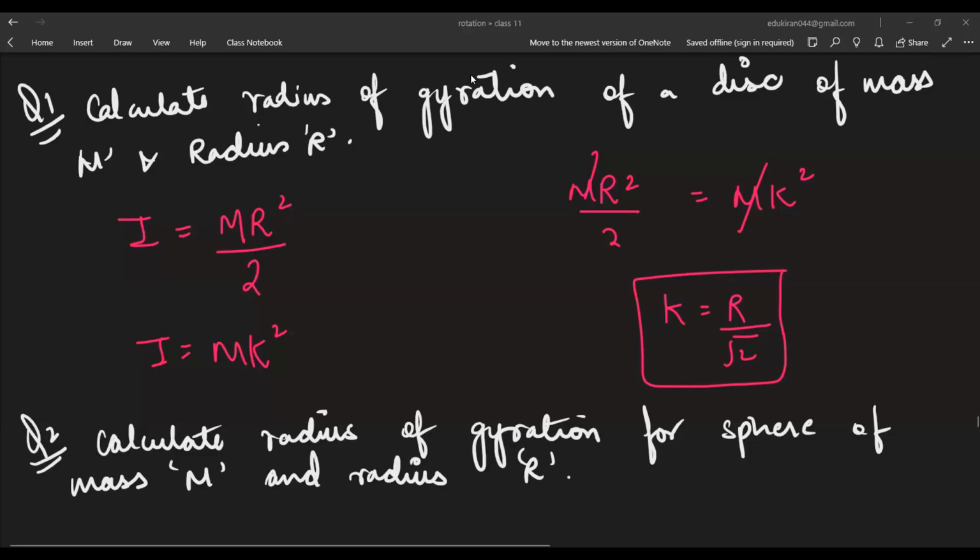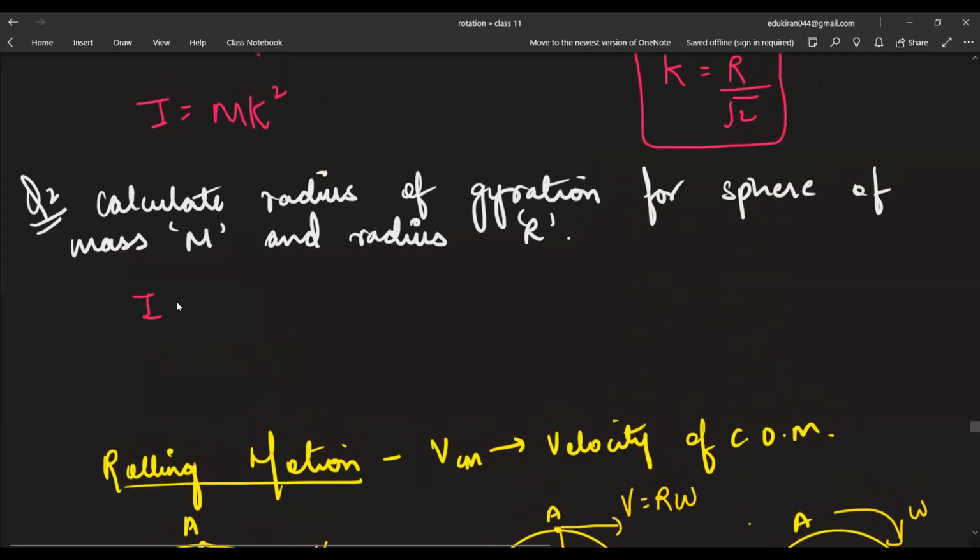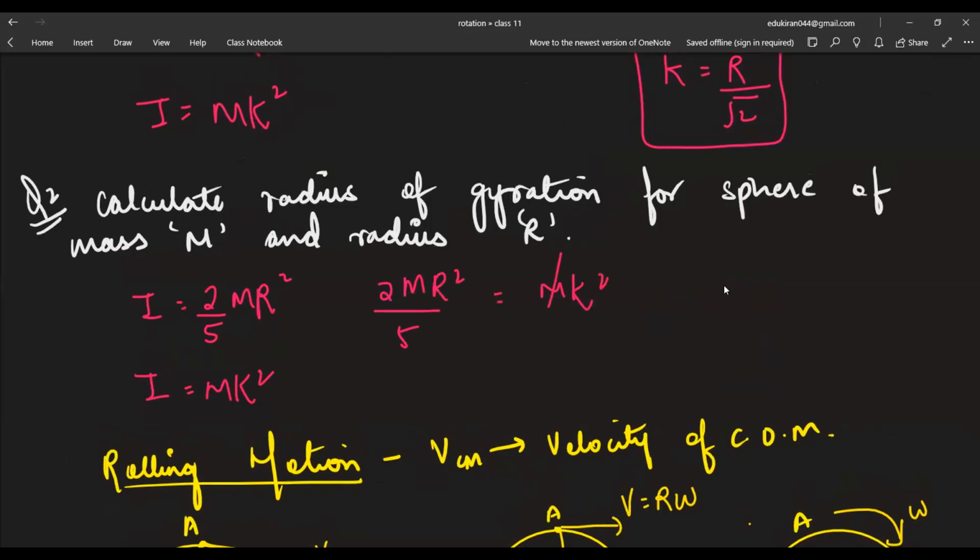Only Shaima has answered, and the answer is right. Calculate the radius of gyration for a sphere of mass m and radius r. What did I tell you? You all remember the formula for sphere's moment of inertia? 2 by 5 mr square. I is equal to mk square. Mr square into 2 by 5 is equal to mk square. M gets cancelled. K is equal to r root 2 by 5.